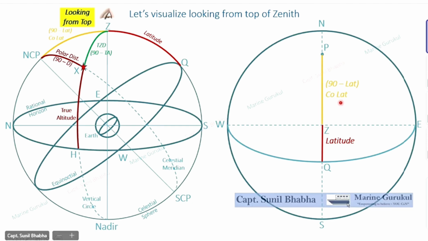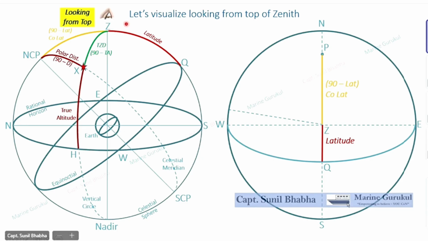Now let's take our attention to the celestial sphere diagram. From the Z point, if you draw a vertical circle passing through the body, that is star X. So from the zenith, if you draw a vertical circle passing through the body, going up to the rational horizon to point H and going down to the nadir, this is the vertical circle passing through the body. Now if you look from the top, this vertical circle is also going to look like a straight line.